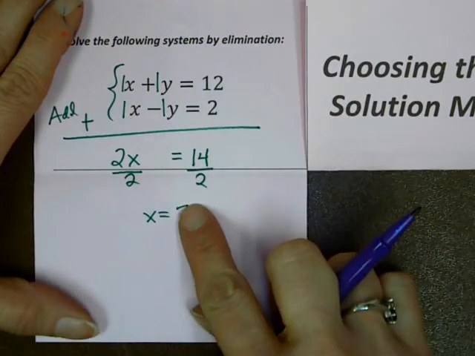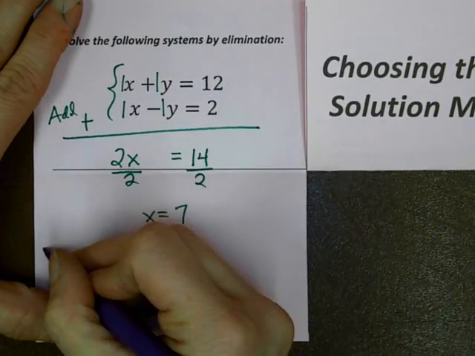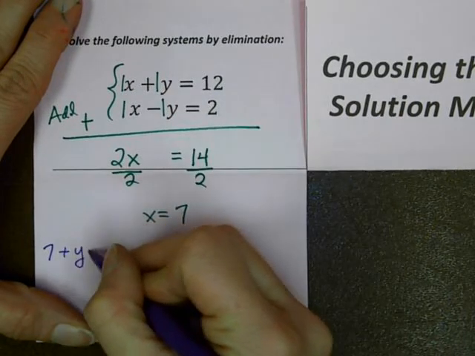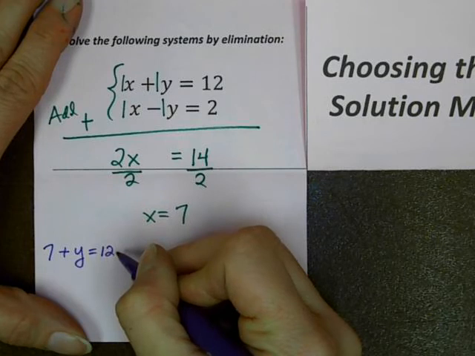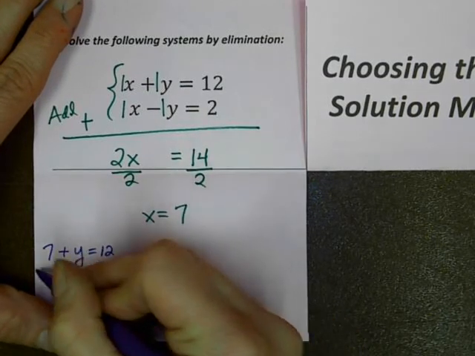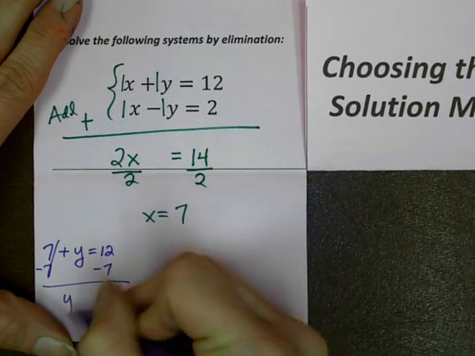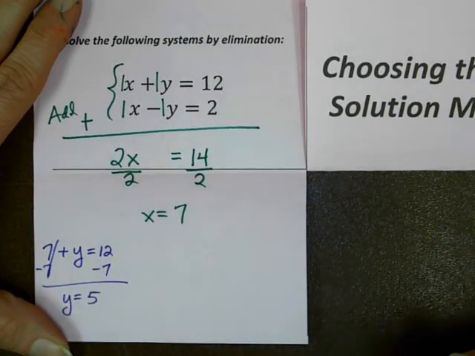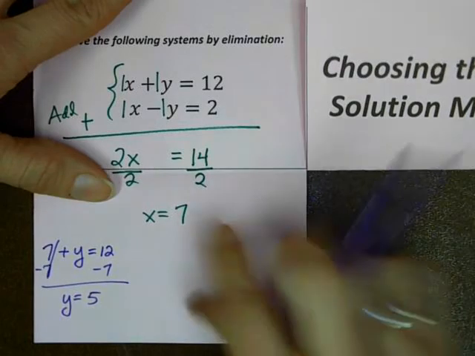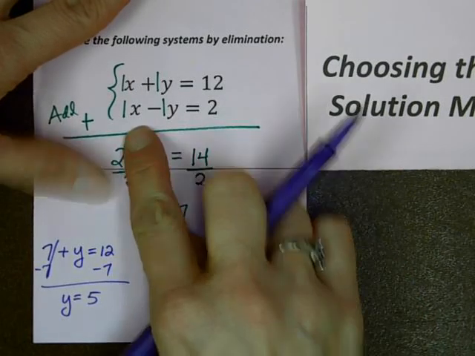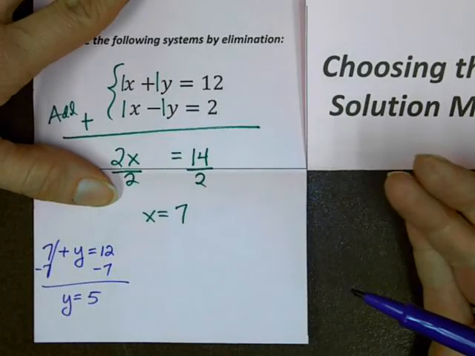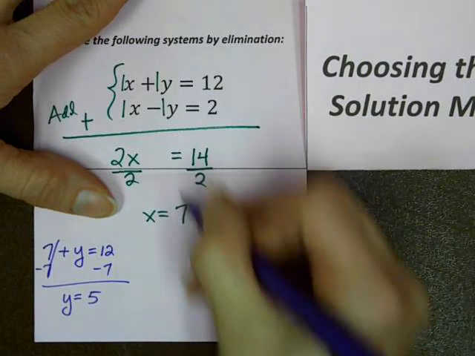If I put 7 into the top equation, it would be 7 plus y equals 12. Let's see what answer I'd get. Subtract 7, and I get y equals 5. Are you sure if I substituted 7 into the bottom equation, I'd get the same answer? Let's just show people how that's true.